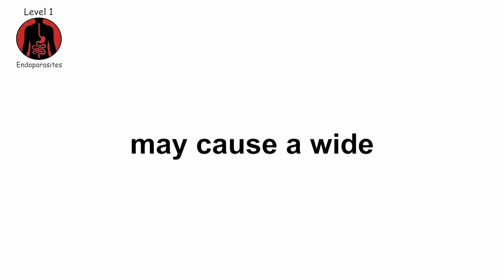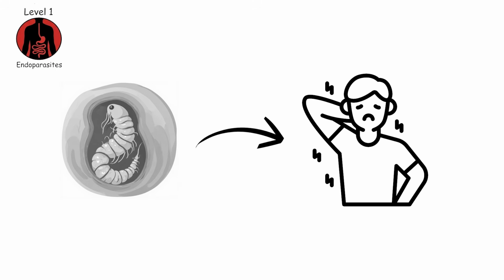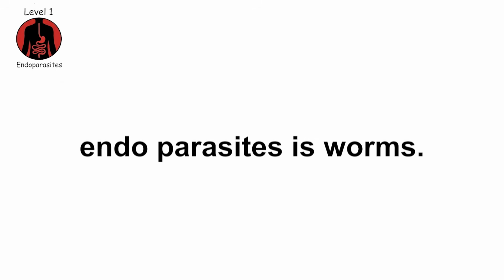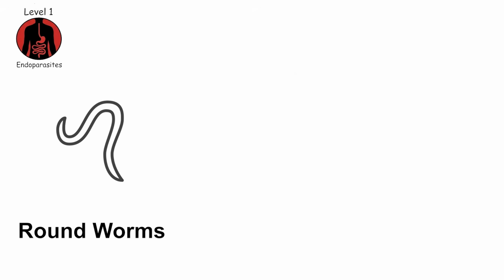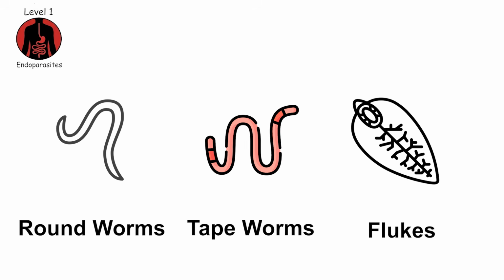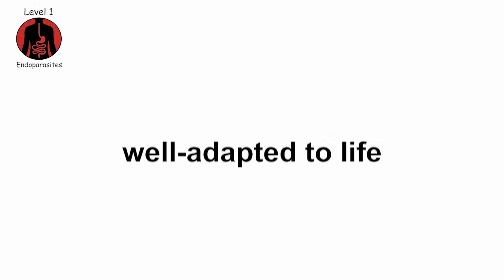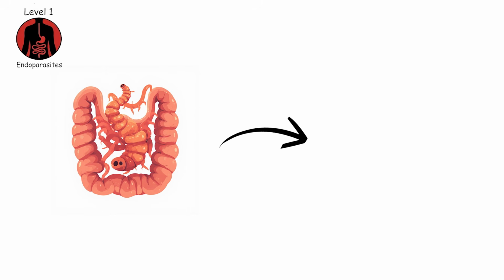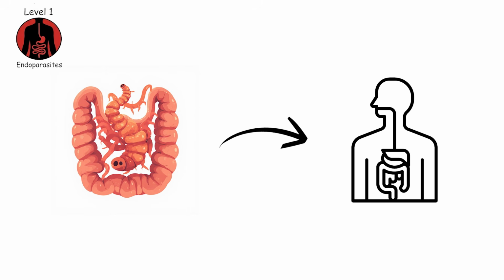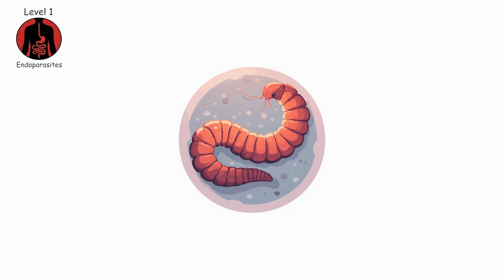These parasites may cause a wide range of symptoms depending on where they live and how they affect the host's body. One well-known group of endoparasites is worms. Parasitic worms, also called helminths, include several different types, such as roundworms, tapeworms, and flukes. Tapeworms are particularly well adapted to life inside the digestive tract. They attach to the walls of the intestine using specialized structures and absorb nutrients directly through their bodies. Some tapeworms can grow to several meters in length while living inside their host.